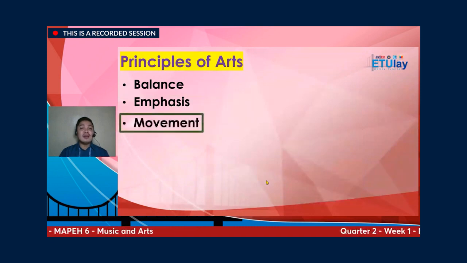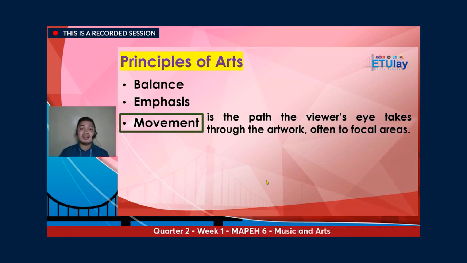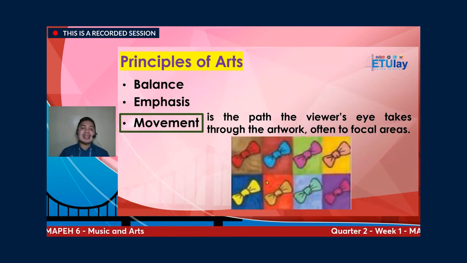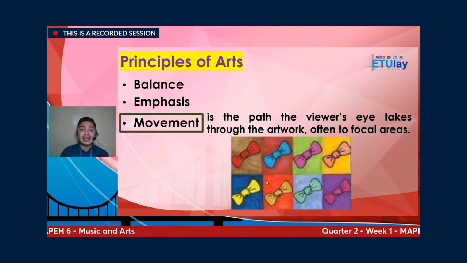Next, we have movement. Movement is the path the viewer's eye takes through the artwork, often to focal areas. This is the example of painting that has movement. Usually, ito po ay yung mga optical illusions na sa unang tingin parang gumagalaw ang mga images o imahe.